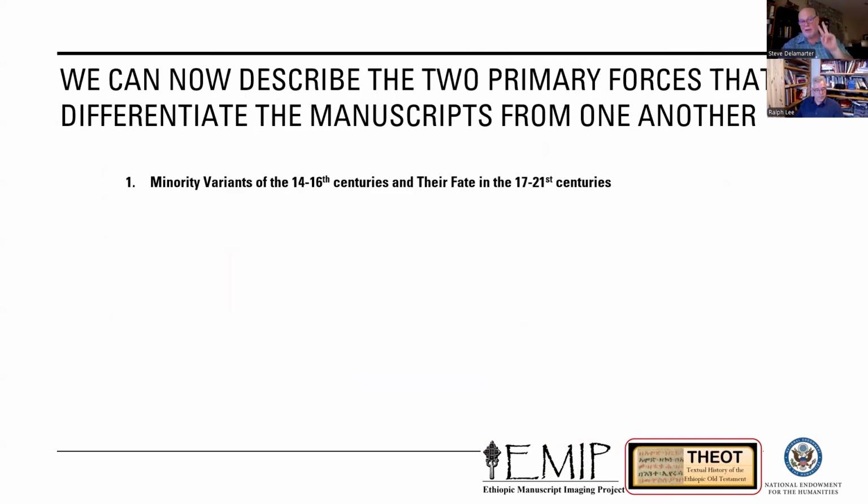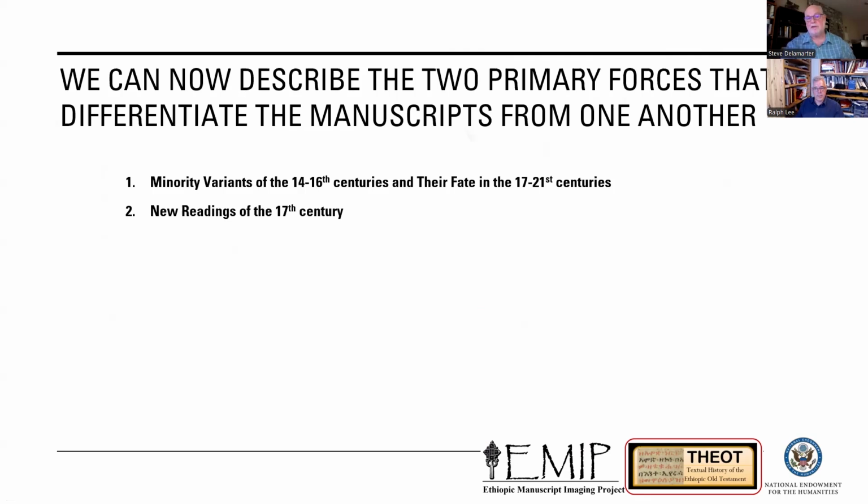And these are minority variants in the 14th to the 16th century and what happens to them in the 17th to the 21st centuries. If you know that story, which is what this video is about and this spreadsheet is about, you know one of the most important things to know to understand what's going on in the textual history. The other one has to do with new readings of the 17th century, which will be taken up in the subsequent video.